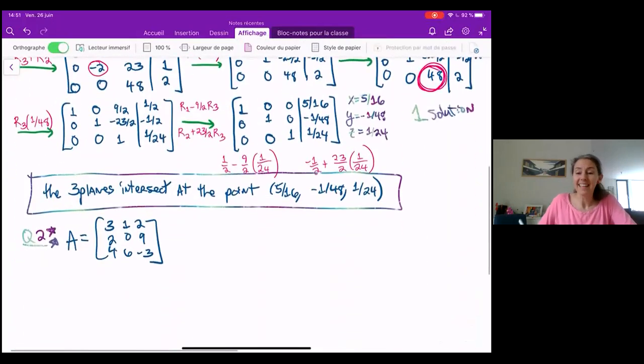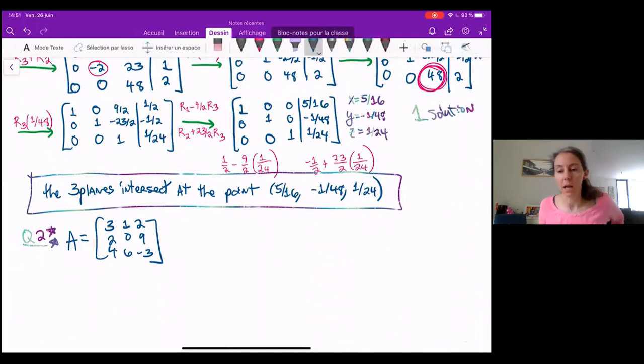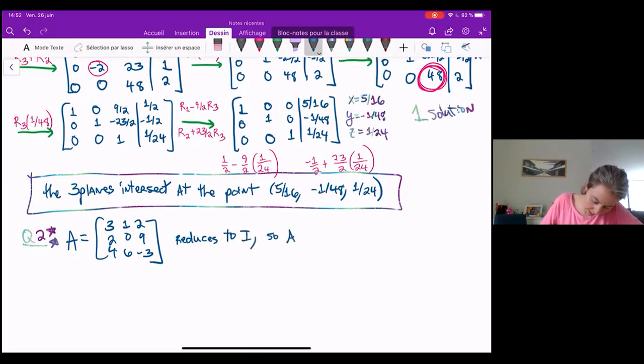Yes, it is invertible. One, because when we just did the row reduction, it reduced to I. And we know that reduction to I is the thing that tells us invertibility. If it doesn't reduce to I, not invertible. If it does reduce to I, because there's a pivot in every column and it's square, invertible. So this reduces to I. So A is invertible. And remember, reduces to I is like saying square with a pivot in every column.